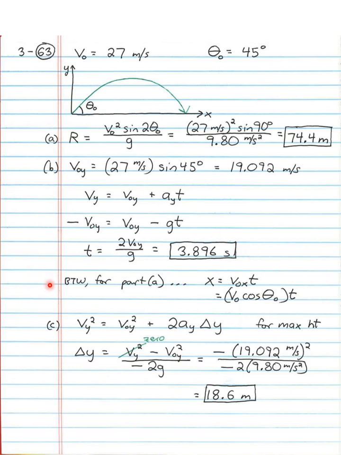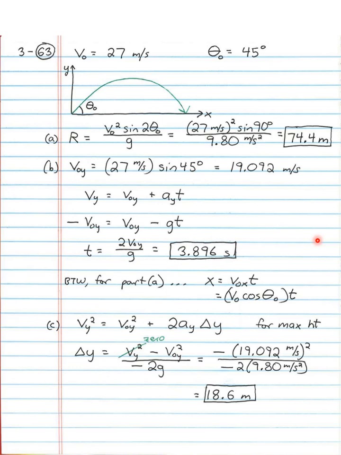Now here I've written a little by the way comment. Now that we know the time in the air, we can actually go back and check our answer to part A, because in the horizontal direction, now we're treating it just horizontally. The distance it goes is v naught x times t. And now we know what t is. So we can say v naught, which is 27, times the cosine of the angle, which is 45 degrees. And now we're going to multiply it by the time, 3.896. And that gives 74.4 meters, and it confirms our answer to part A.